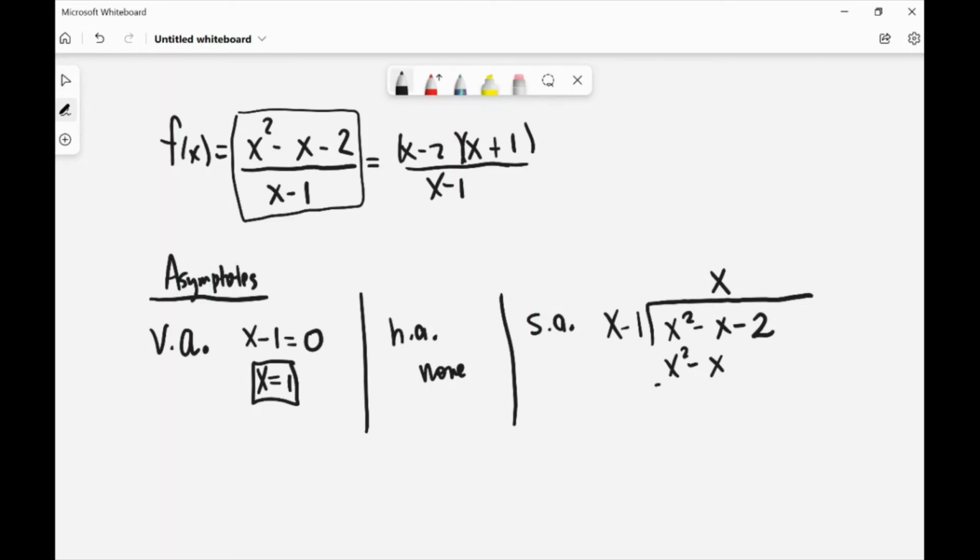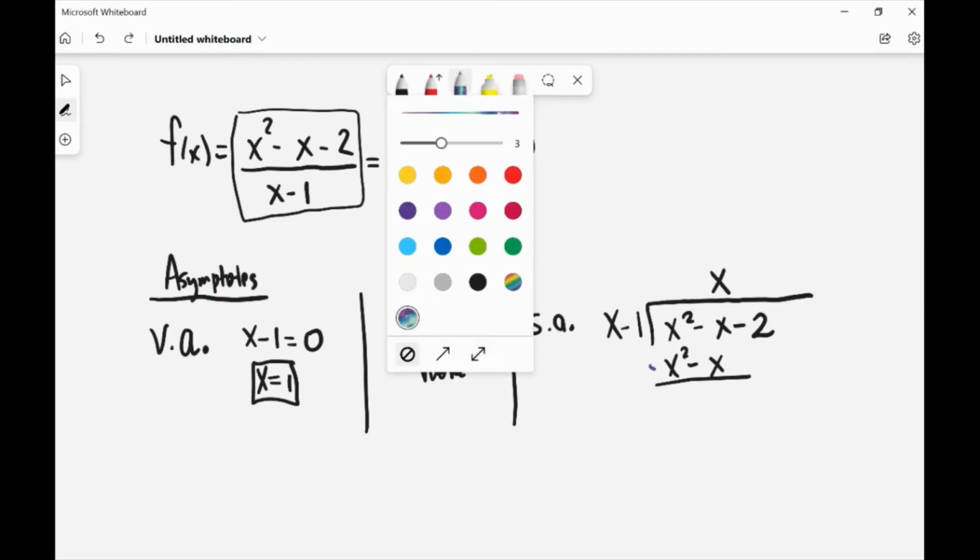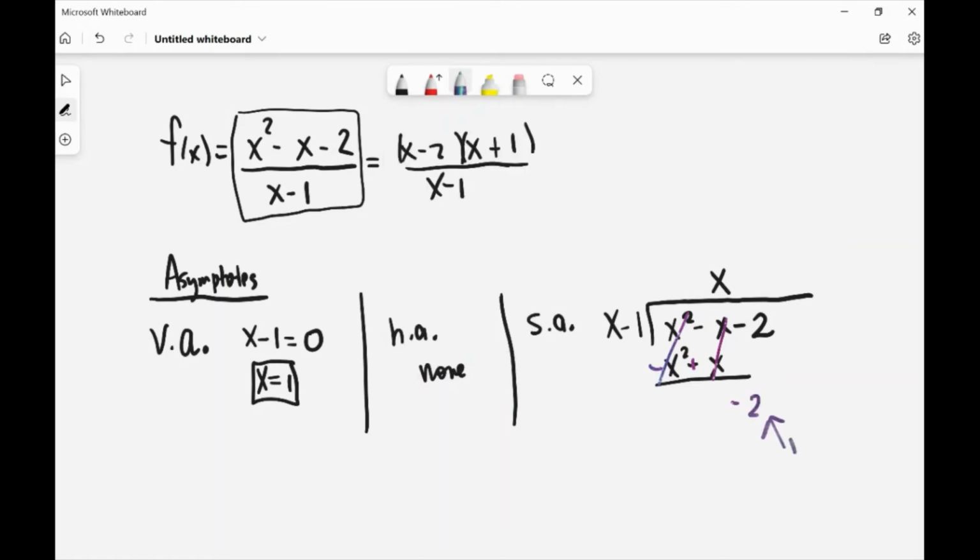All right. Then we are going to change the sign. Do a minus and a plus. That cancels. It's weird. And so really it's like 0x minus 2. So this is our remainder. I know that because the degree of the remainder is lower than the degree of the divisor. So I can't divide x into negative 2. So what is the slant asymptote? We don't care about the remainder. What is the slant asymptote?